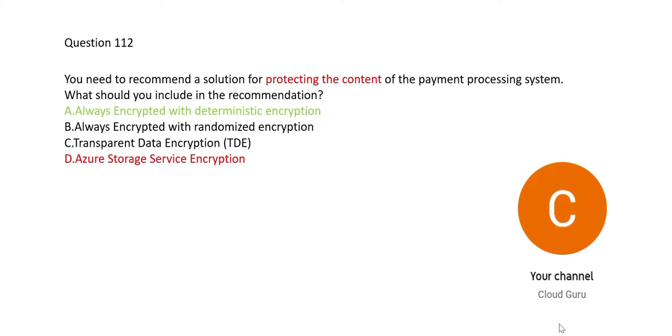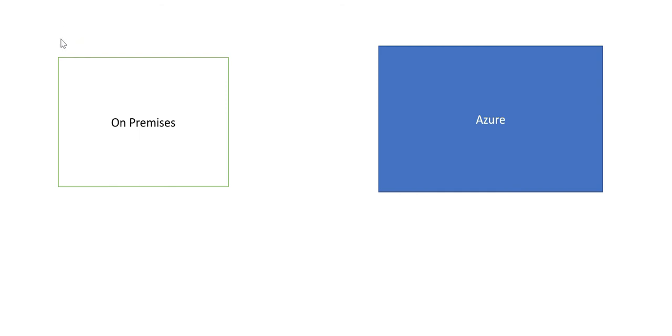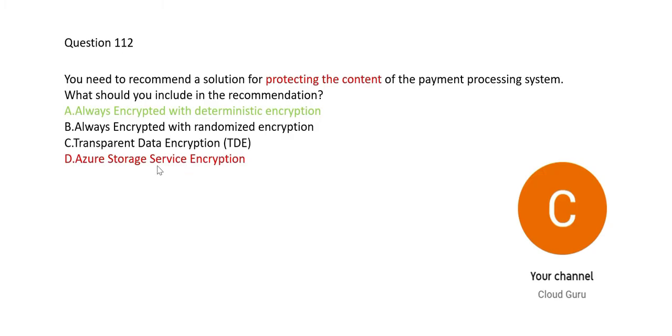Now Azure Storage Service Encryption. So suppose you have on-prem and the data is now moving to Azure. From here, you're moving to Azure. So what happens is the data automatically gets encrypted, whether you want it or not. This storage service is the default encryption. It will encrypt and decrypt by default. You cannot switch it off. This is the feature provided by Azure itself.